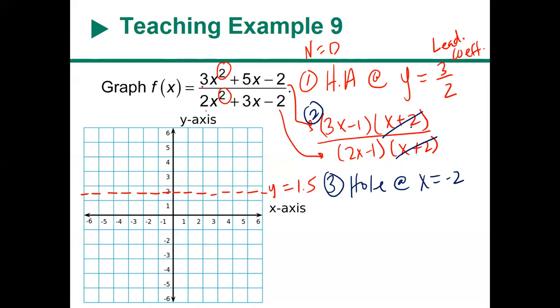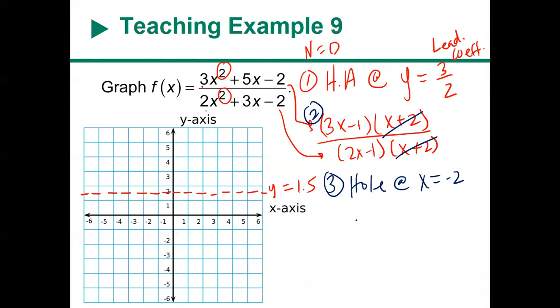3x minus 1. Because when you factor, what multiplies to give you -6 and adds to give you 5, and you go through grouping or box. Yeah, 3 times -2 is -6.